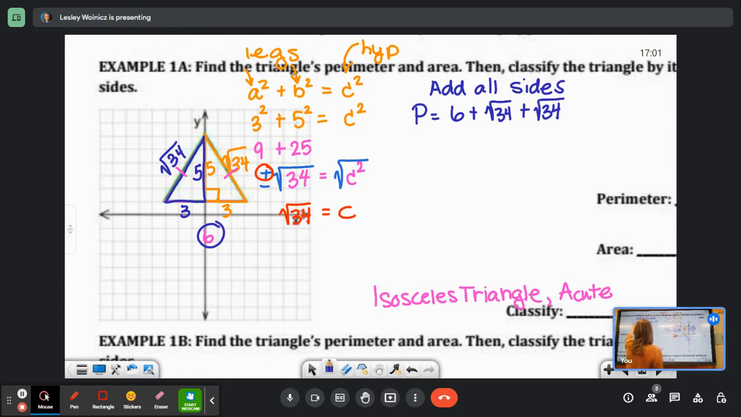So I can simplify this expression as P equals 6 plus 2 square roots of 34. I can combine them and add their coefficients because they're like terms. Just like if I had x plus x, I would get 2 x's. Okay, if I have root 34 plus root 34, I get 2 root 34. And this is my answer, 6 plus 2 root 34 units. Okay, that's for the perimeter.